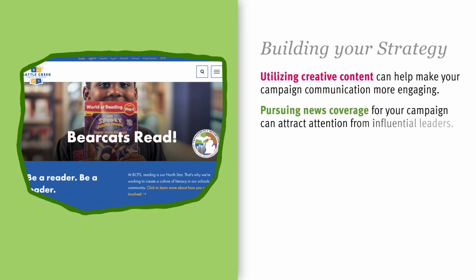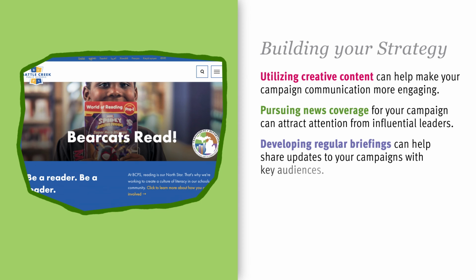Pursuing news coverage for your campaign can attract attention from influential leaders. This could include releasing statements on recent developments, newsjacking, which is when you tie current events back to your issue, or leveraging traditional media, radio shows, newsletters, TV, and news podcasts. Develop regular briefings to share updates on your campaign and its issue focus area. Briefings should be shared with internal staff, reporters, key influencers, and coalition members or other partners.